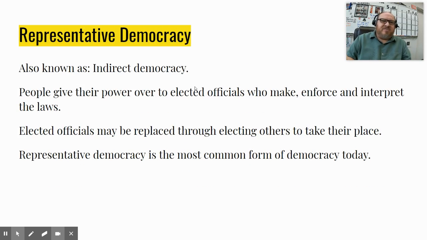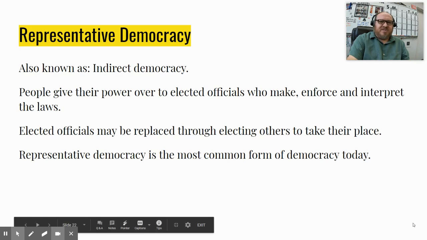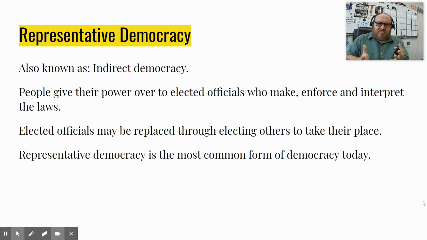Representative democracy, also known as an indirect democracy: basically the people hold the political power just like in a direct democracy, but they give over that power to an elected official whom they choose. That person enforces and interprets the laws and does everything political, government-wise, that needs to be done. They know, though, that elected officials can be replaced through the election process, voting for others to take their place. It's actually the most common form of democracy in the world today.